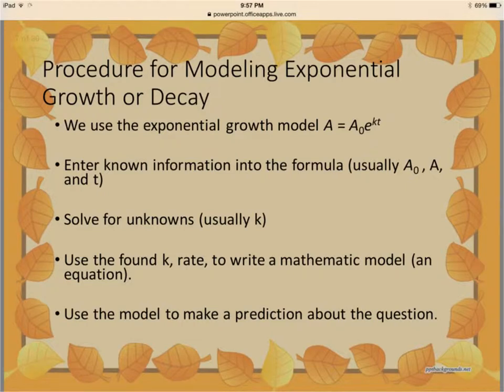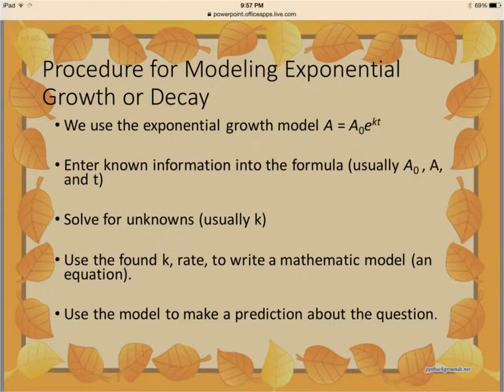Here's a procedure for modeling exponential growth or decay. First we're going to use the model: some future amount equals the initial amount with base e raised to the rate times the time. So we could be using k here, or you can use r. It's just convention to use k. Enter the known information into the formula. They're going to give us some data about some starting amount and some later amount. They're not going to tell us the rate.